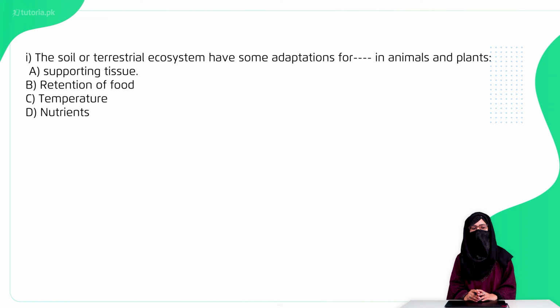Now we will discuss the MCQs of this exercise. So the first MCQ is, the soil or terrestrial ecosystem has some adaptation for dash in animals and plant. Option A, supporting tissue. Option B, retention of food. Option C, temperature. Option D, nutrient. The right option is option A, supporting tissues.